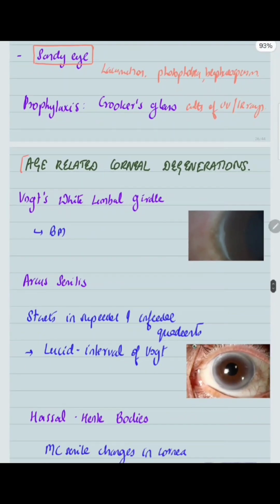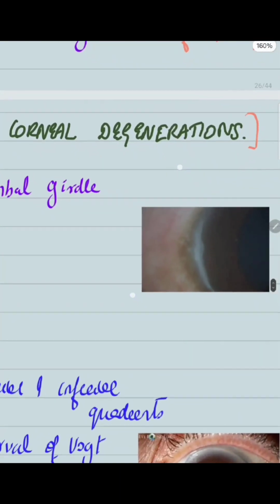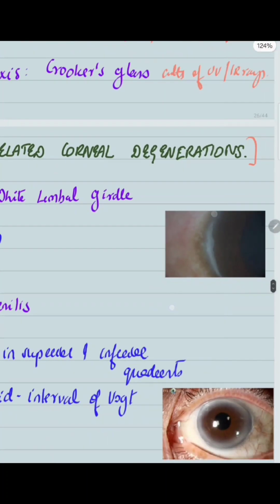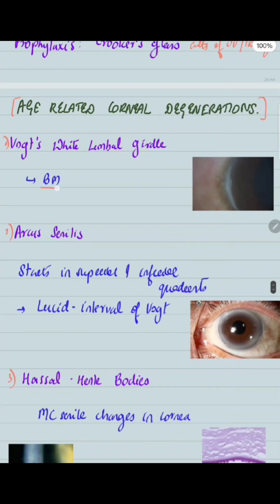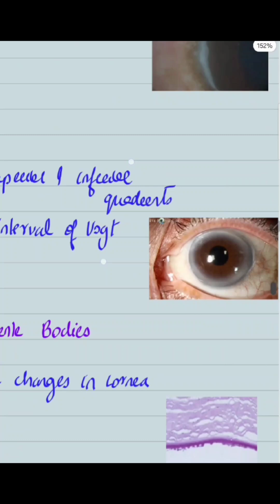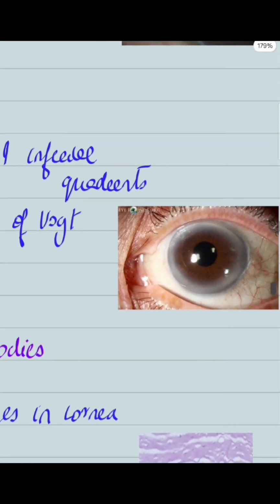Next, coming to age-related corneal degeneration. There are a few types: Vogt's white limbal girdle, arcus senilis and Hassall-Henle bodies. Vogt's limbal girdle is a bilateral chalky white opacity in the interpalpebral area both nasally and temporally. The opacity is at the level of Bowman's membrane. Next is arcus senilis. It is an annular lipid infiltration of the corneal periphery.